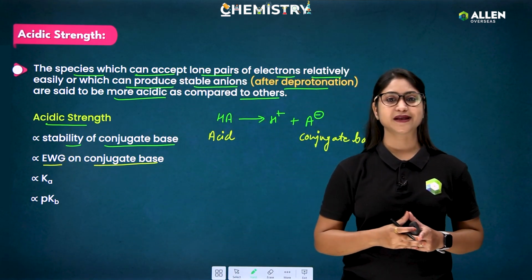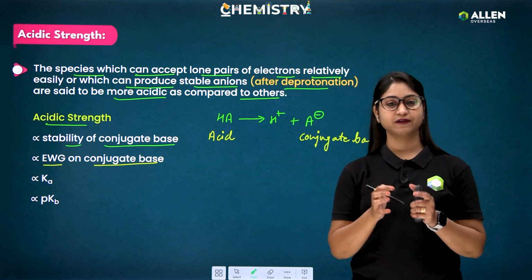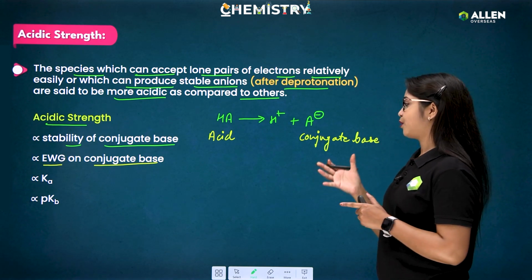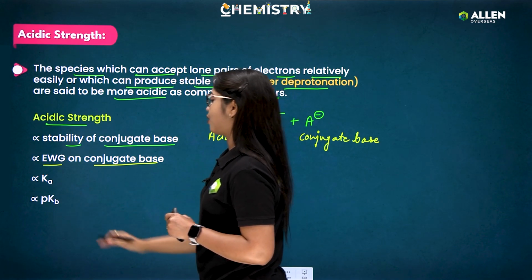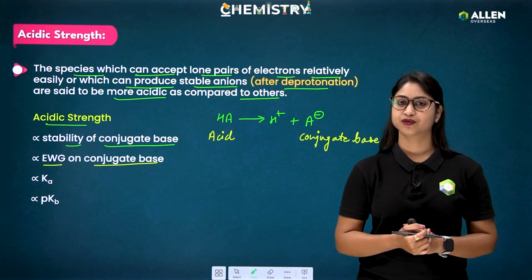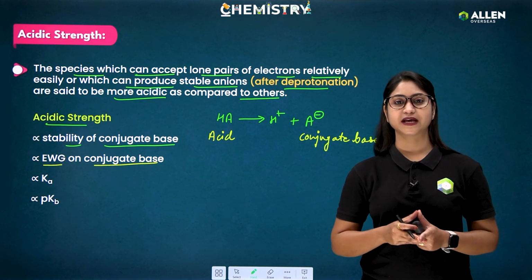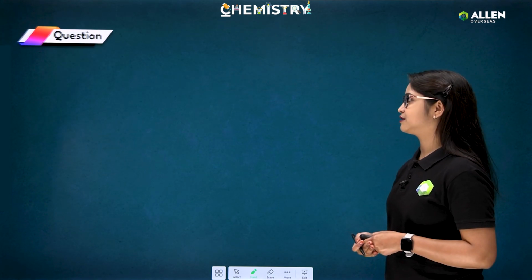Now, which groups can make this conjugate base more stable? If electron withdrawing groups are attached to this conjugate base, they can make it more stable, right? And it is directly proportional to the Ka value, or inversely to the pKa value. So based on the Ka and pKa values also, we can find out the order of acidic strength. Fine. So now let's solve the question related to this.